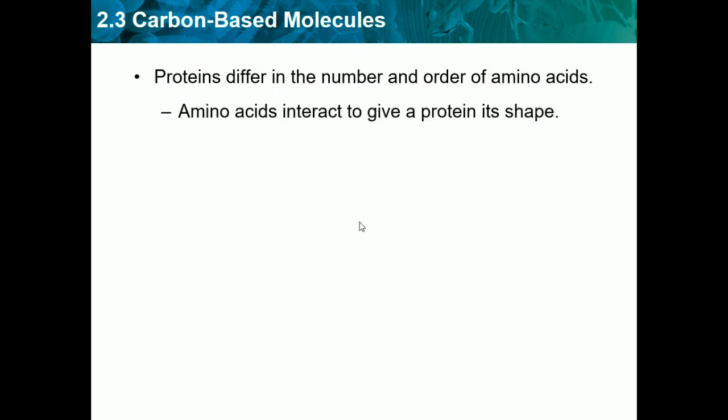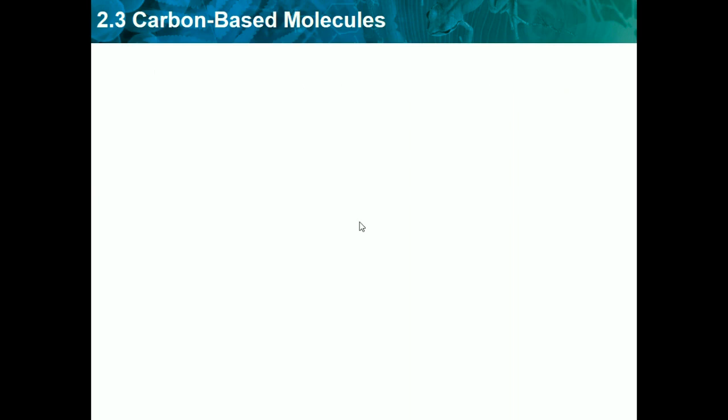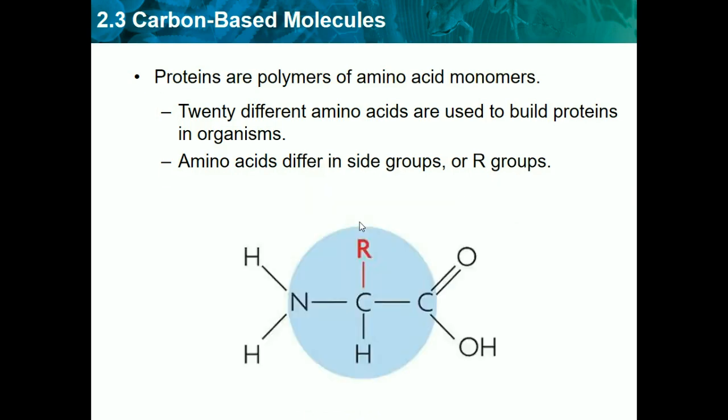So, wait, okay, let's just think about this. If amino acids are the only way the proteins differ, then the whole other part of the protein will be the same. So the R group is the only thing that changes. All the other letters will stay like that. It'll always be this shape. The R group is the only thing that changes.